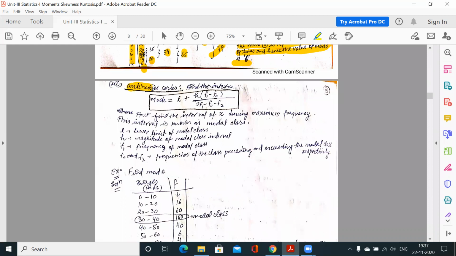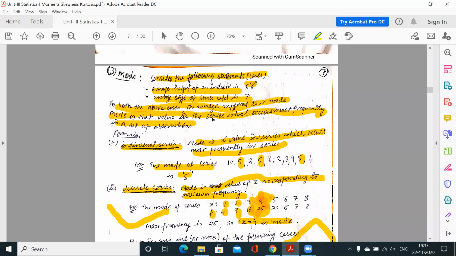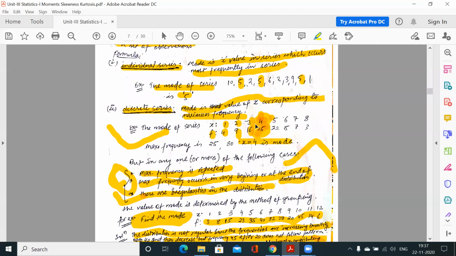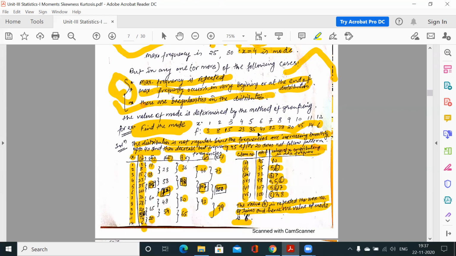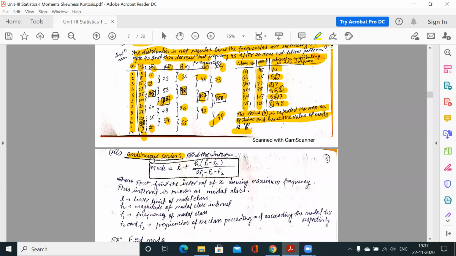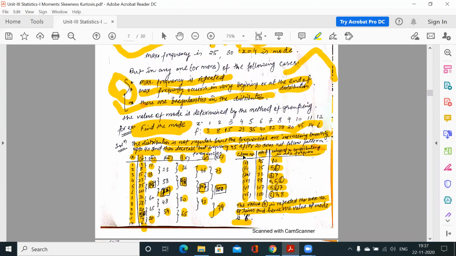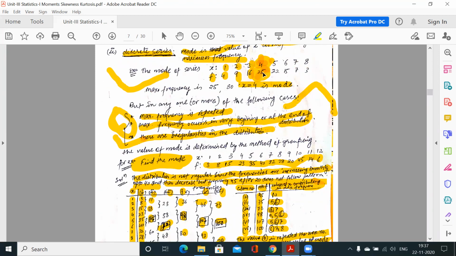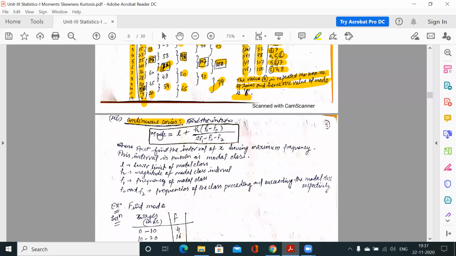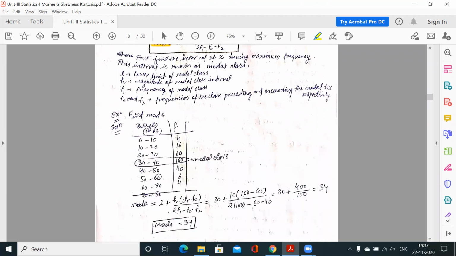Now the continuous case: how to calculate the mode in the continuous case. Again, first we will find the most frequent value, that is the X corresponding to the maximum frequency. It will come out as an interval because we have a continuous series. The X interval corresponding to the maximum frequency is our modal class. For that modal class, we will apply this formula and we will get our mode. So see the example of how to do that.